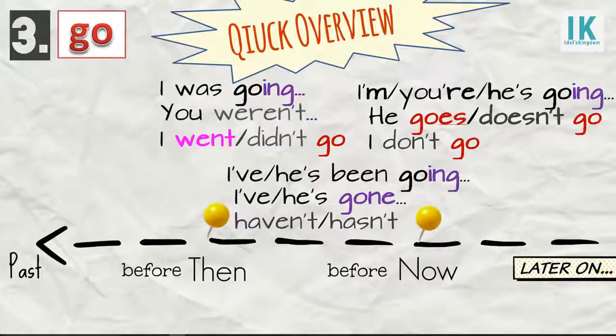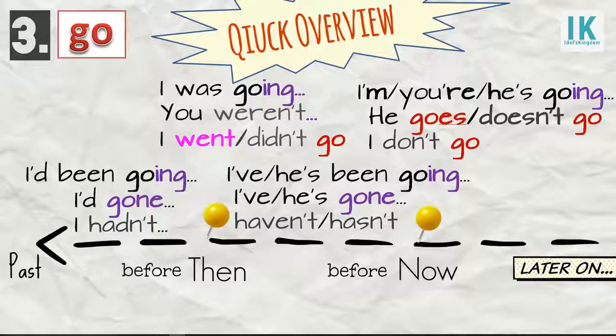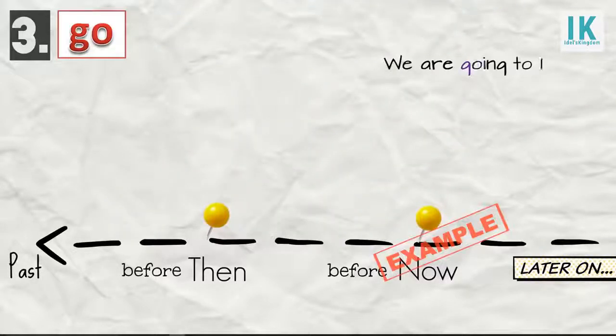I've been going. He's been going. I'd gone. I'd been going. So let's have a look at the examples again. We are going to Ibiza this weekend.